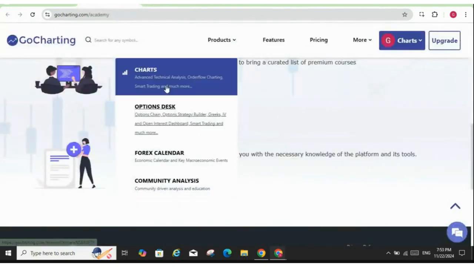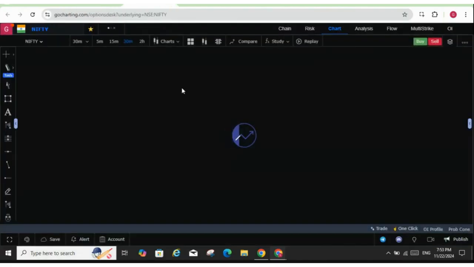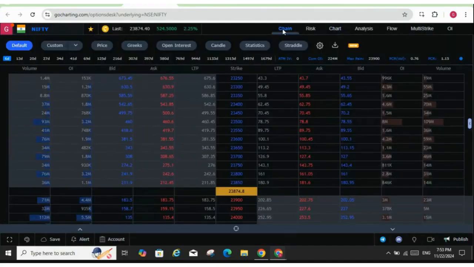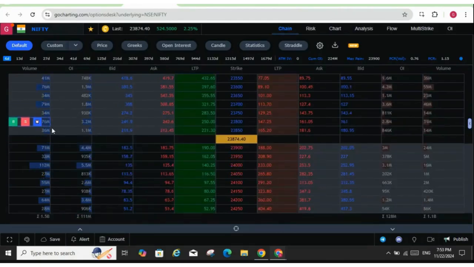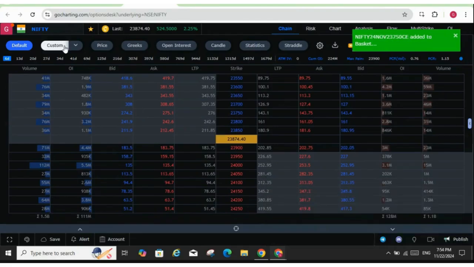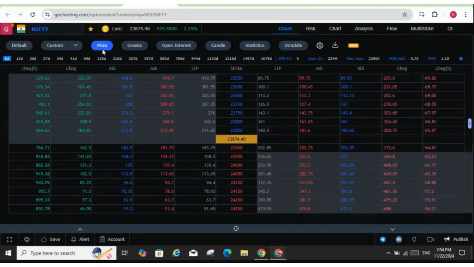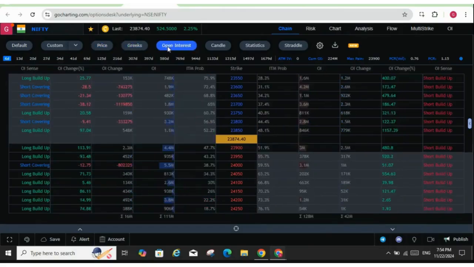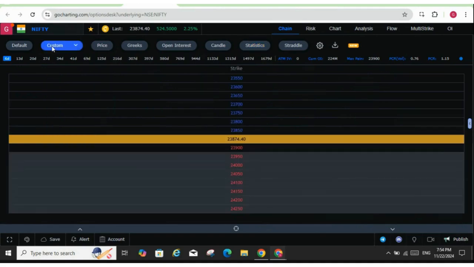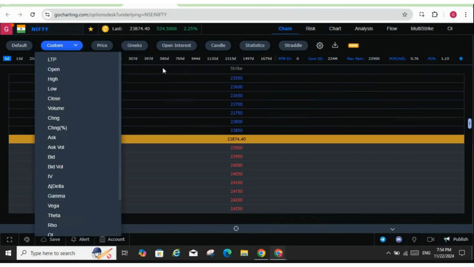Now, initially we talked about two platforms. One is charts and another is options desk. So now let me also talk a little bit about options desk. I'll quickly cover this in 5 to 10 minutes. So this is our option chain. From the option chain also you can do buy and sell here. And then we have a customized option chain, based on Greeks, open interest, candle statistics. You can also customize it based on your parameters.